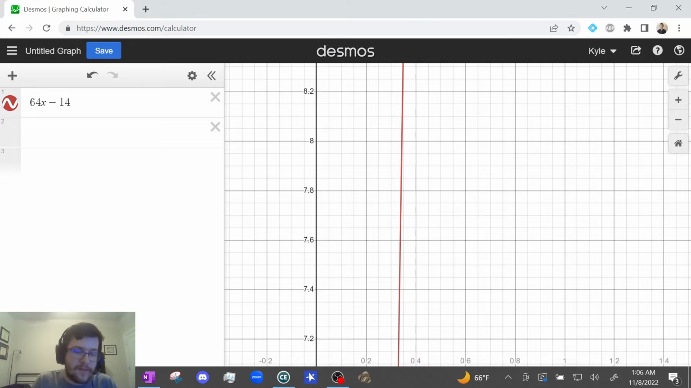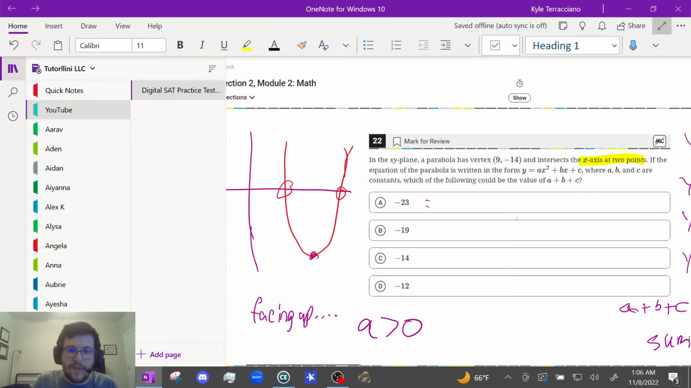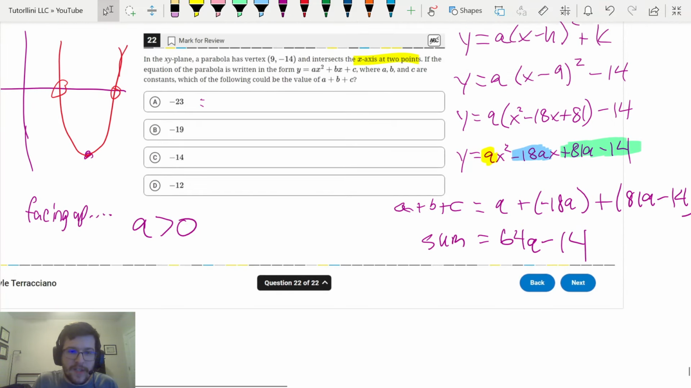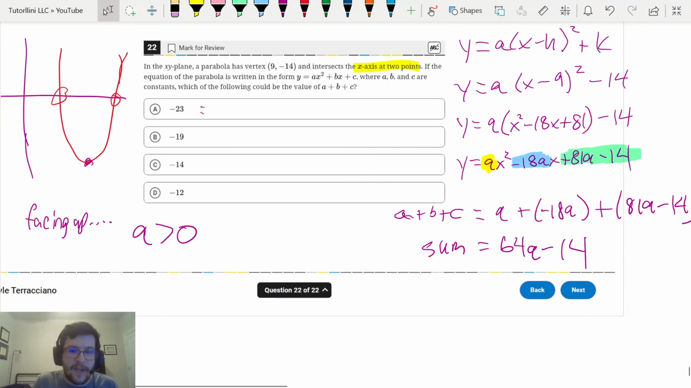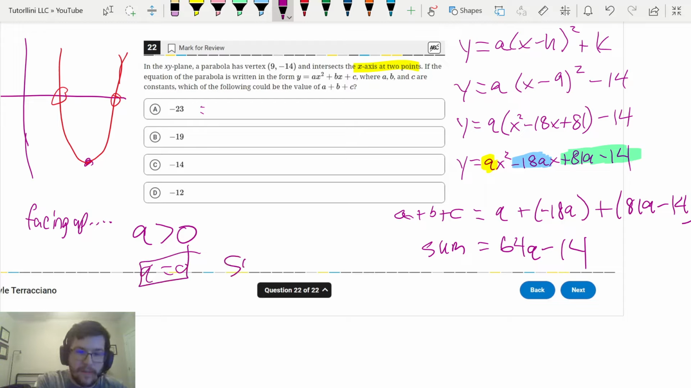Okay, so this line is very steep, but you see it's getting bigger. It's going up, right? So if a or x is greater than 0, that means a is getting bigger, and if a is getting bigger, the sum is getting bigger. Illustrate that for yourself. Plug in 1, 64 times 1 minus 14. Then plug in like 3, 64 times 3 minus 14. It's getting bigger as a gets bigger, right? So if you plug in a is equal to 0, you get a sum of minus 14.